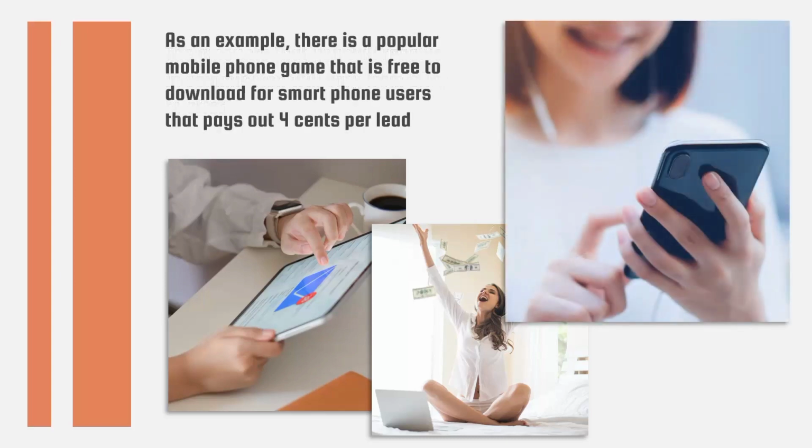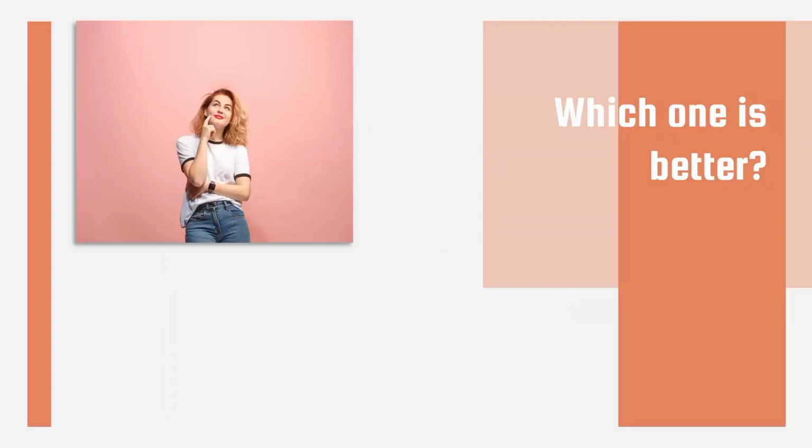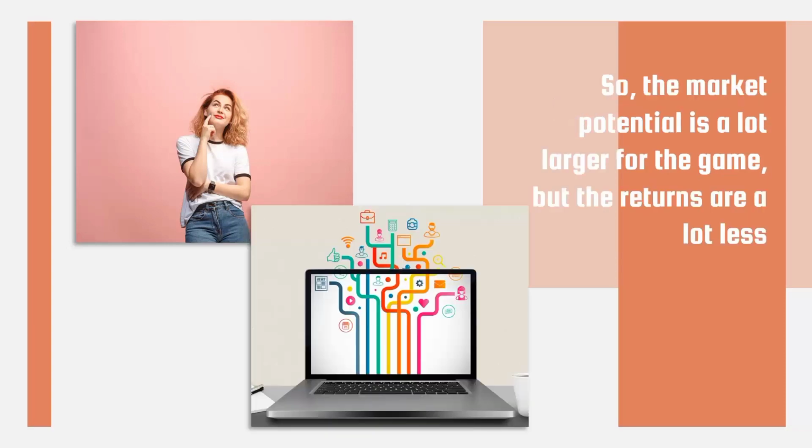As an example, there's a popular mobile phone game that is free to download for smartphone users that pays out 4 cents per lead. At the other end of the scale, there are legal firms that are willing to pay over $500 a lead related to disabilities caused by taking certain drugs. Which one is better? There will be millions of people that are interested in playing a new game on their smartphone and will happily download this game without thinking about it too much. There will only be a small amount of people that have a medical disorder because they took a particular drug. So, the market potential is a lot larger for the game, but the returns are a lot less.